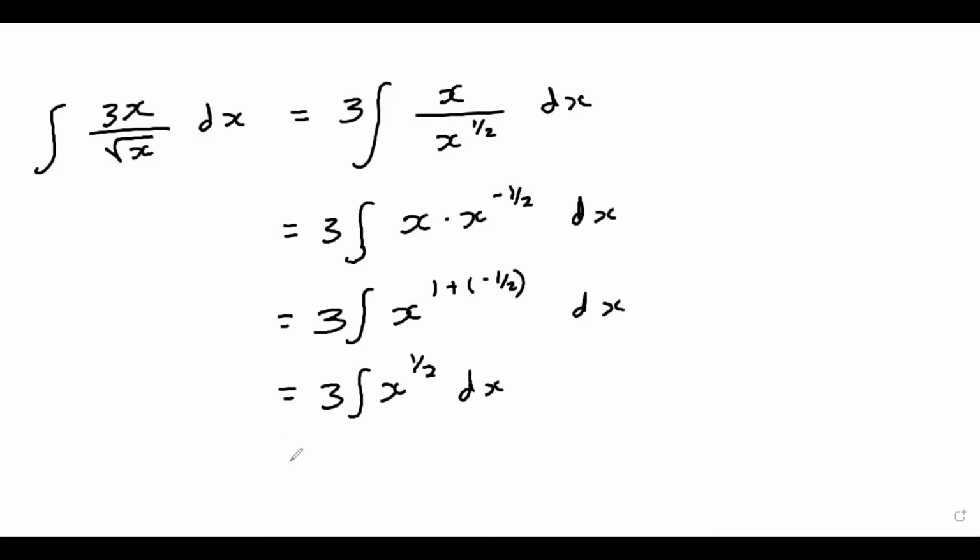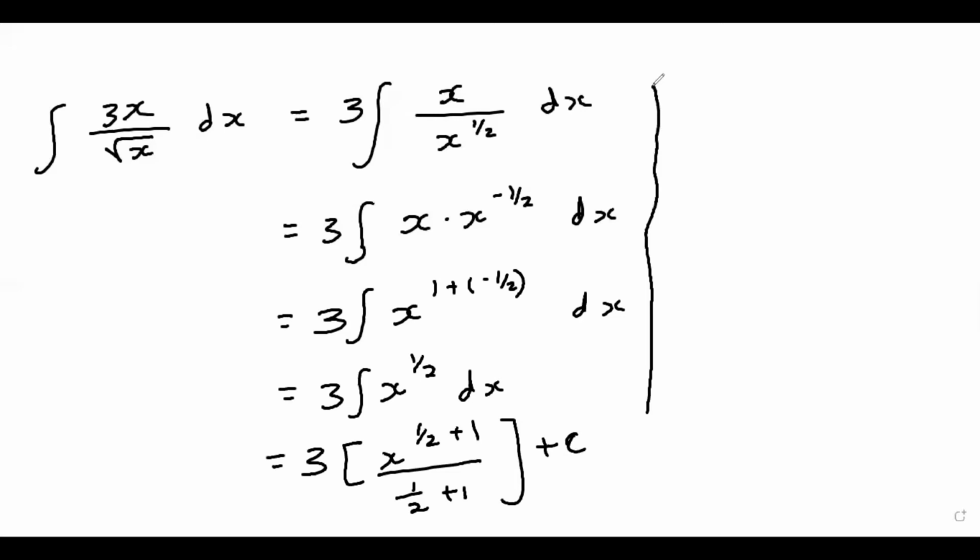So now we start the integration process. We have 3 times x to the half. We add in 1, and then we're dividing by the new power, which is half plus 1. And then that's plus c. So that would be 3 bracket x to the 3/2 divided by 3/2 plus c.